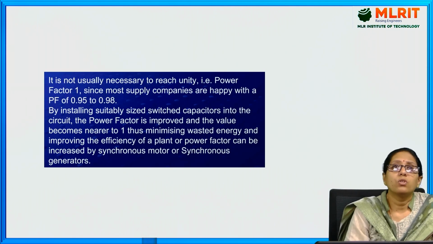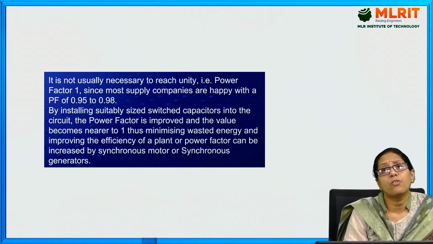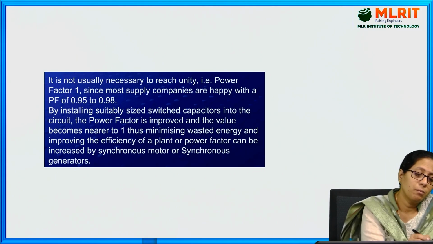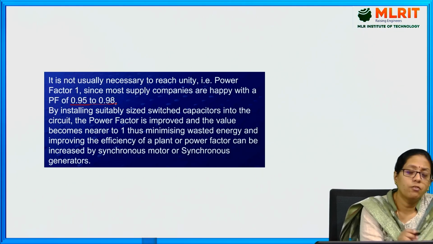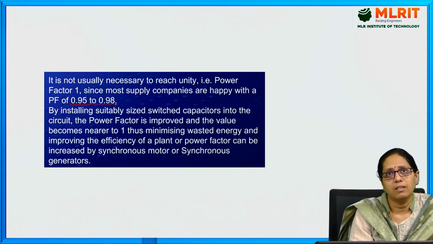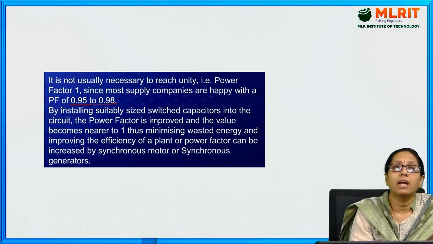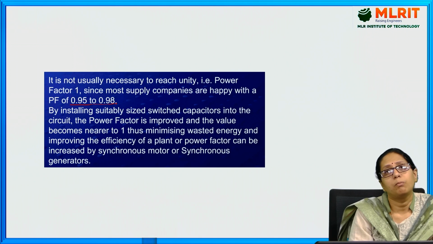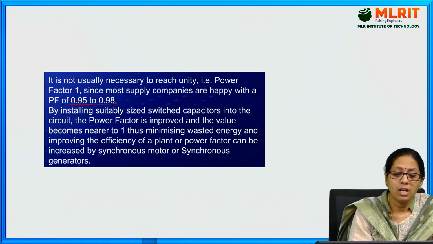It is not usually necessary to reach unity. That means we always try to make the power factor unity, or 1, but that may not be possible. The power factor will mostly be around 0.95 to 0.98. That means we will try, but we mostly cannot reach unity power factor. But 0.95 to 0.98 is also a good power factor.